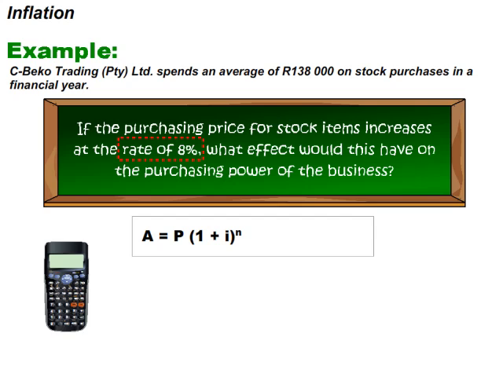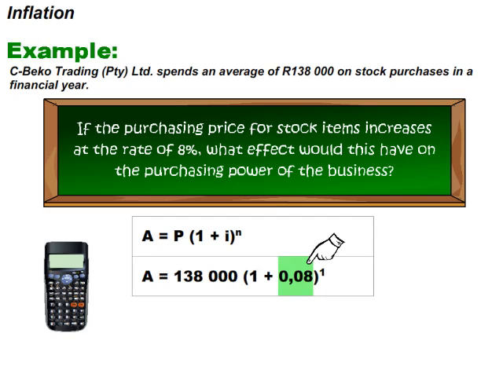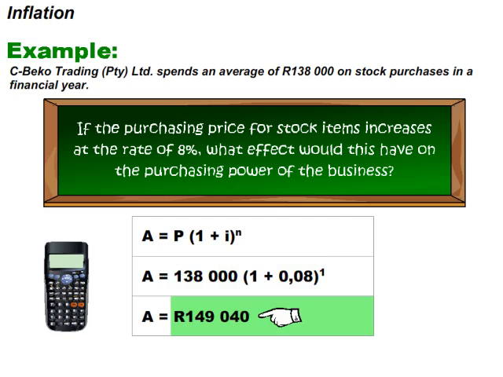8% can be written as 0.08. This 138,000 is the purchasing price for stock items. We treat it as our principal amount or present value. Using a calculator, 138,000 multiplied by (1 plus 0.08) raised to the exponent 1 is equal to 149,040 rand. The company will now have to pay 149,040 rand for stock items.